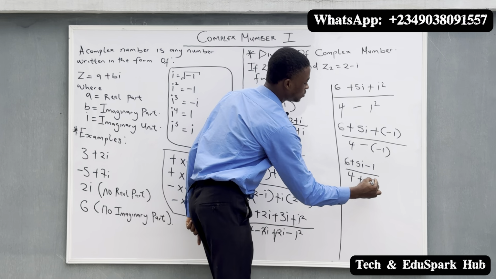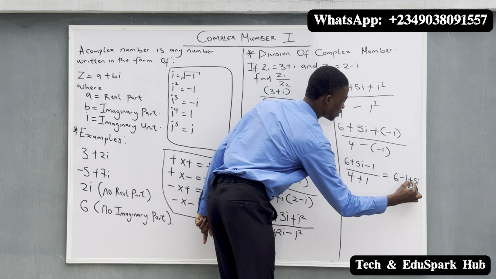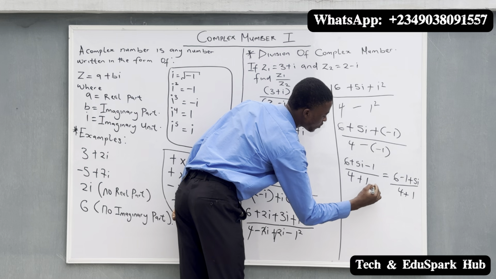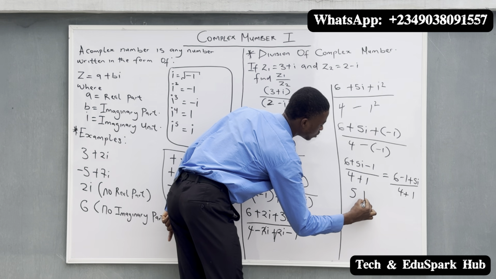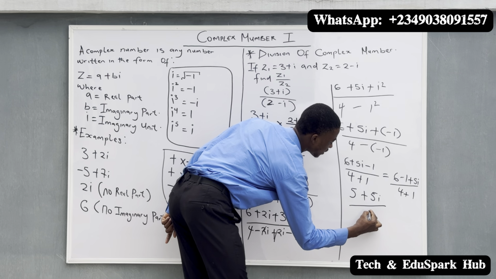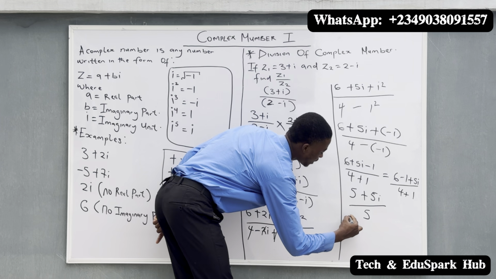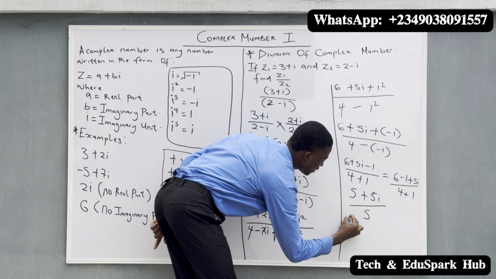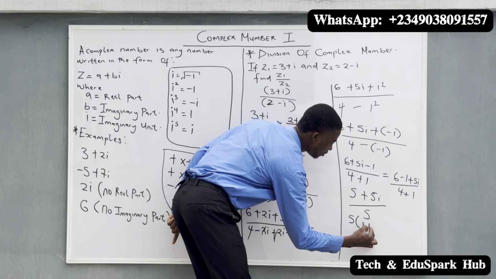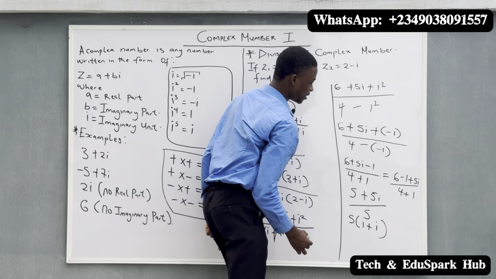So collecting like terms, we have 6 minus 1 plus 5i divided by 4 plus 1. So solving further, 6 minus 1 will give us what? Will give us 5. So we have 5 plus 5i divided by 4 plus 1 will give us what? Will give us 5. So we can just solve further by expanding this. So we can expand this by taking the like term, which is 5 in this case. So we can say 5, open bracket, 5 divided by this 5 will give us 1. Plus, also 5 divided by this 5 will give us i. So we have 1 plus i divided by 5.